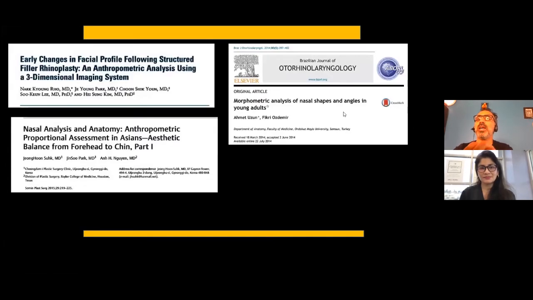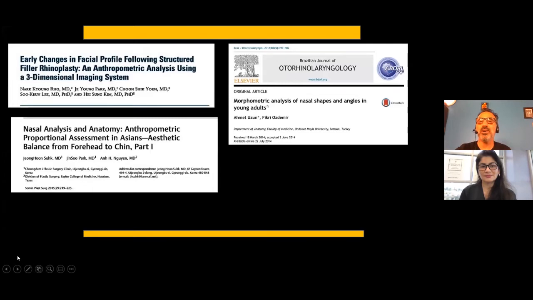Amazing work about anthropometry. You talk about angles. A relevant detail of this analysis is the fundamental value of the tip and its position.